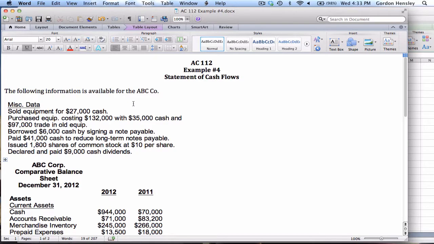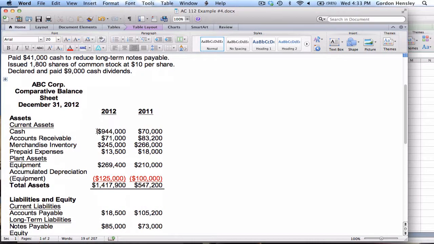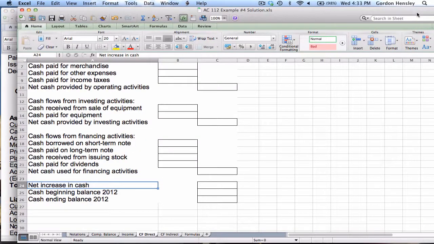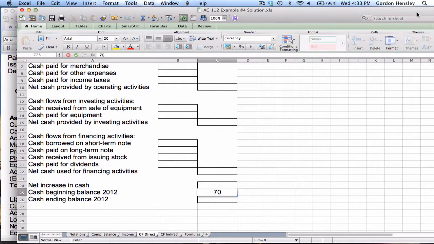But right off the bat, if I know that I want cash, I know cash is an asset and it's on the balance sheet. Now, what I see about cash on this comparative balance sheet, I see that back in 2011, they finished the year with $70,000 cash. But in 2012, they had $944,000. So what they had at the end of 2011, that would be my beginning balance in 2012. So that's $70,000. That's going to be my beginning cash balance for 2012 because that's the ending cash balance from the previous year.